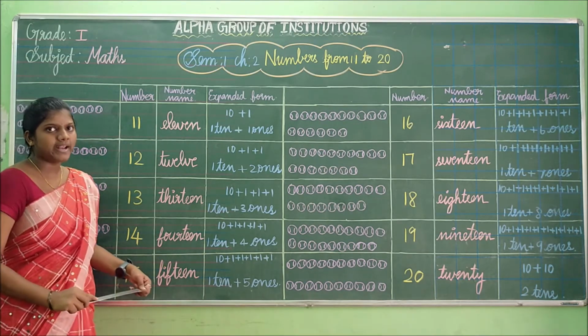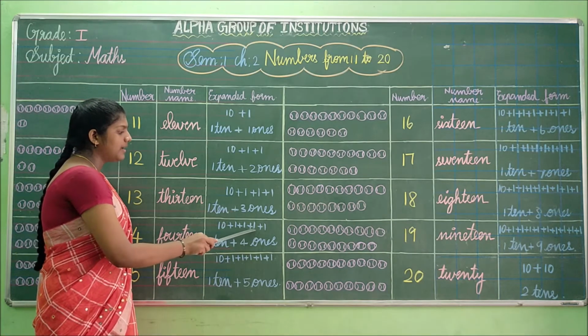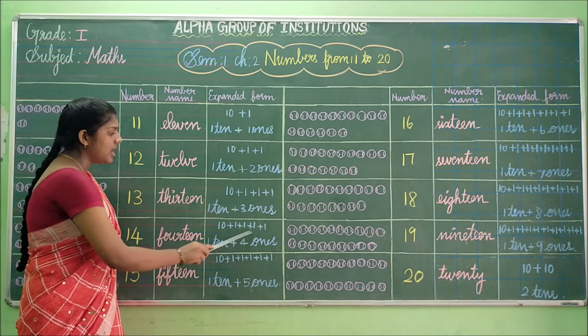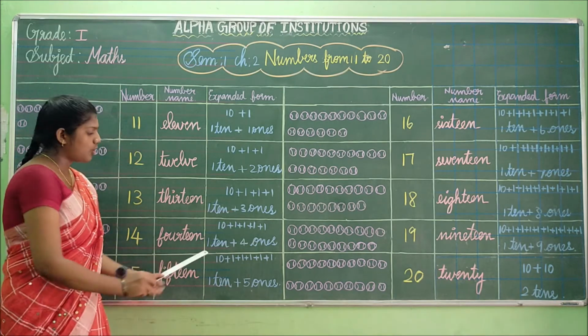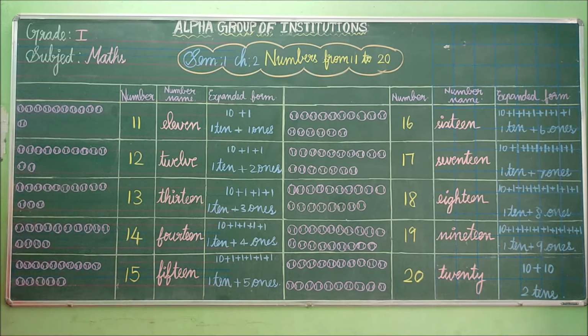Now shall we see its expanded form? See here, 10 plus 1 plus 1 plus 1. So how many tens do we have? 1 ten and 4 ones. So 1 ten plus 4 ones is 14. Next see here, count with me. 1, 2, 3, 4, 5, 6, 7, 8, 9, 10, 11, 12, 13, 14.